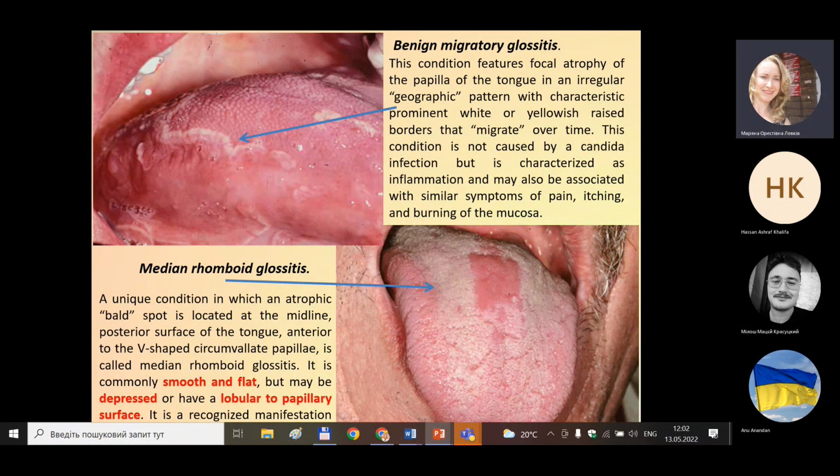Another condition, benign migratory glossitis. This condition features focal atrophy of the papillae of the tongue in an irregular geographic pattern with characteristic prominent white or yellowish raised borders that migrate over time. And this condition is not caused by a candida infection, but is characterized as inflammation. It may also be associated with similar symptoms of pain, itching and burning of the mucosa.